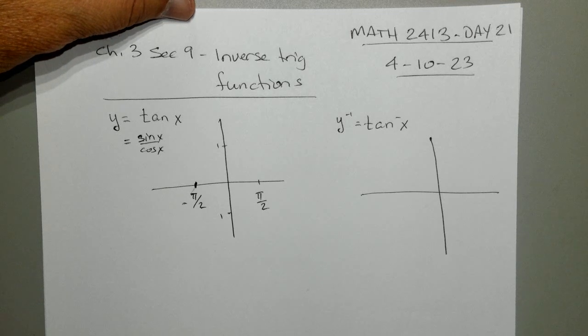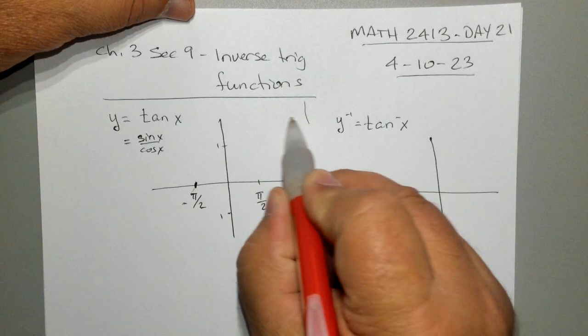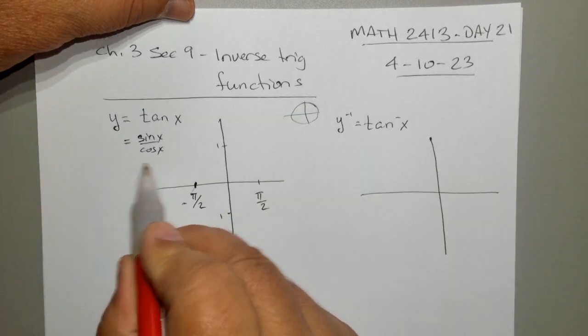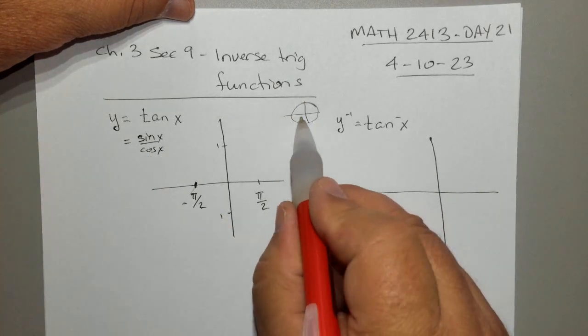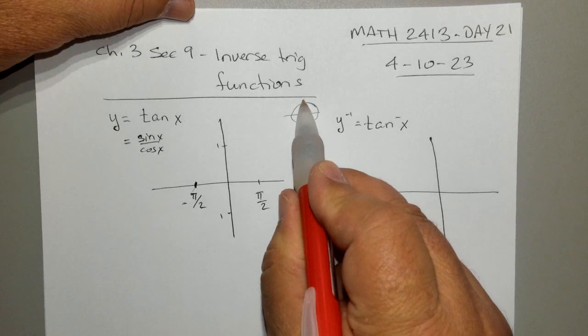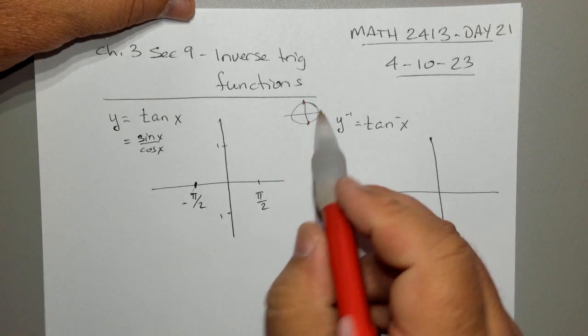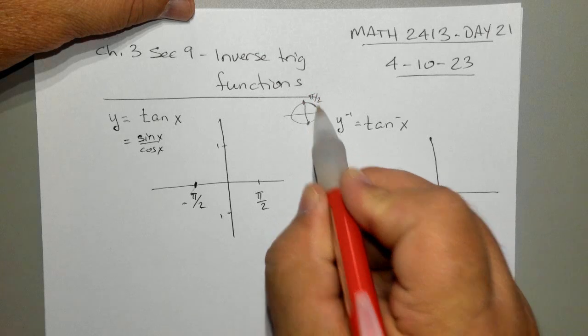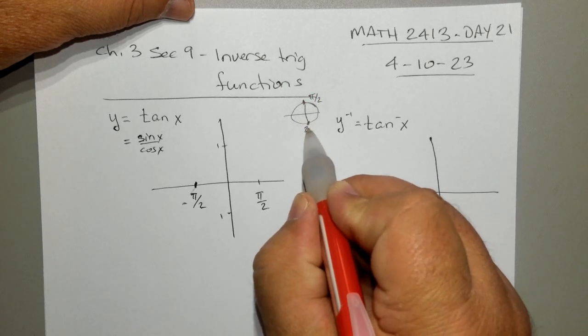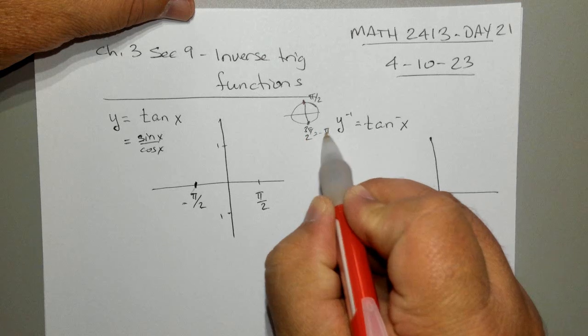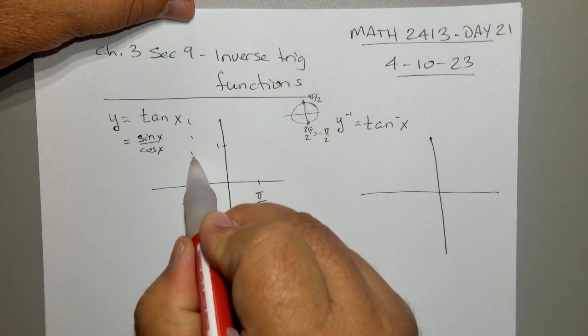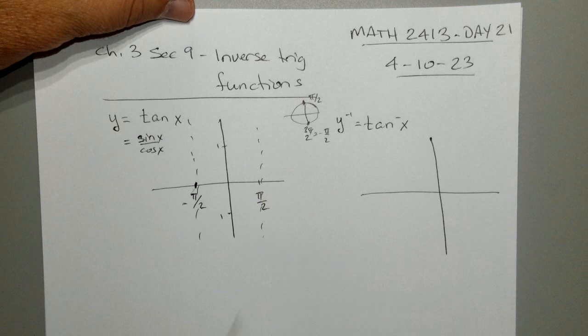Where is the cosine function equal to 0? Remember, think of a unit circle. Cosine deals with the x values. When is x 0? Up here and down here. At pi over 2 and 3 pi over 2, or negative pi over 2. So these are the asymptotes of the tangent function.